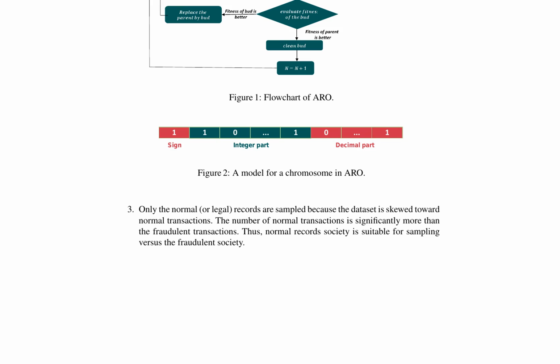The algorithm is applied to all records and features, with each record having a fraud or normal label. Notably, only the integer part of the chromosome is considered, and genes are not binary, containing integer numbers. The normal records are sampled, as the dataset is skewed towards normal transactions, and the number of normal transactions is significantly more than fraudulent transactions.